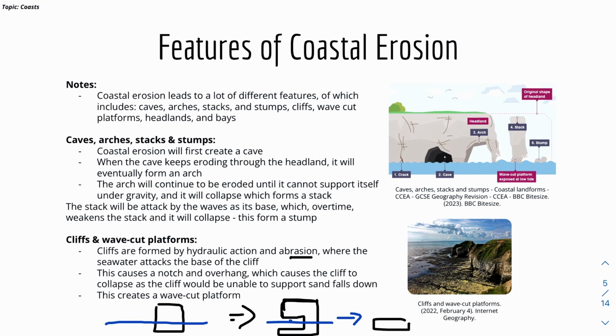So this is a wave cut platform and this is a cliff. And the seawater is still here. So as you can see here, the cliff is this part here. And the wave cut platform is this part over here.